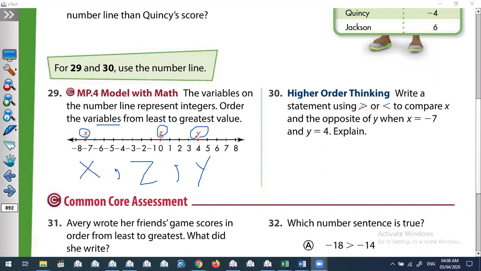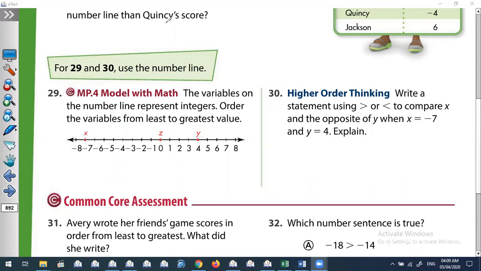Write a statement using greater or smaller to compare x and the opposite of y. x is negative 7, y is 4, but I need to compare x and the opposite of y. So x is negative 7. What about the opposite of y? The opposite of y is negative 4 because y is 4. Its opposite is negative 4. Which is bigger, negative 7 or negative 4? Yes, negative 4 is bigger.